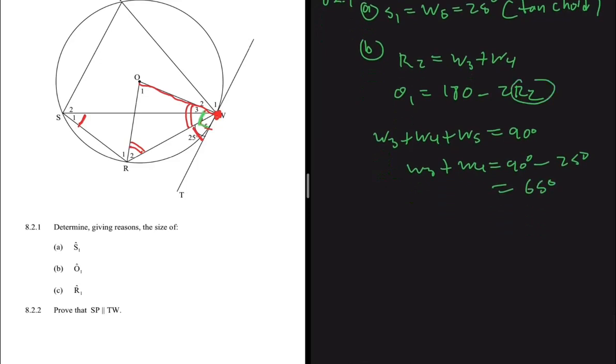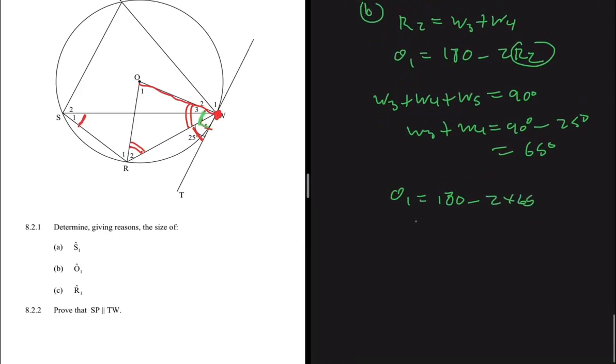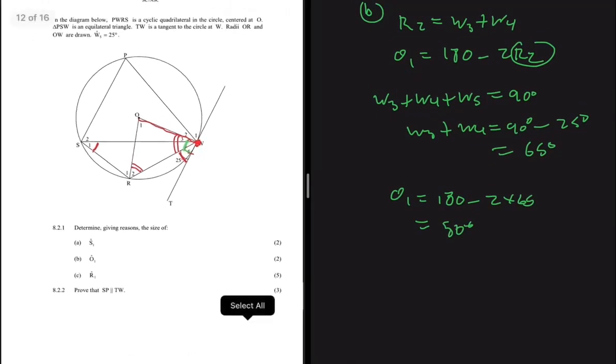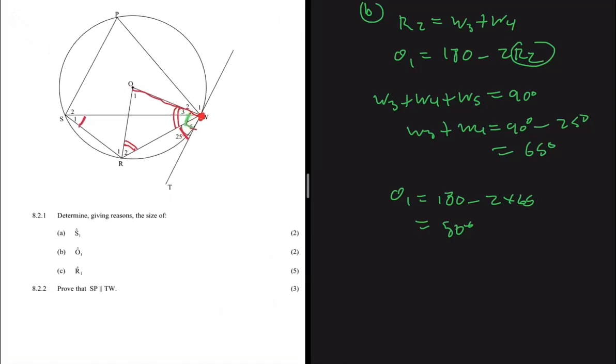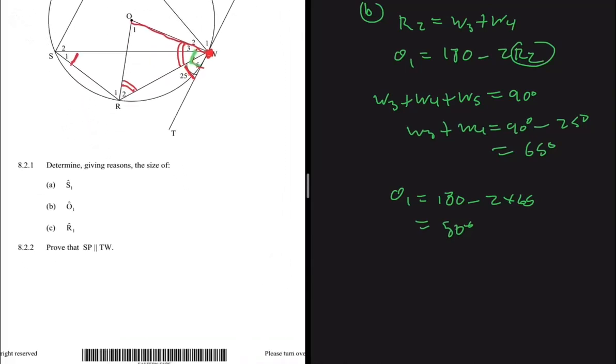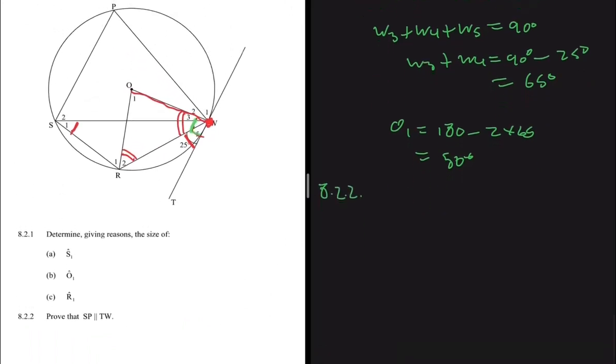So now in place of R2, we can put 65 degrees. So we're going to have O1 being equal to 180 minus 2 multiplied by 65, which will be 130. So O1 is equal to 50 degrees. We just stick to the keywords and nothing else. So A has 2 marks, B has 2 marks, and then C has 5 marks. And then now let's do 8.2.2. 8.2.2 says let's prove that SP is parallel to TW. So we're proving that SP is parallel to TW.